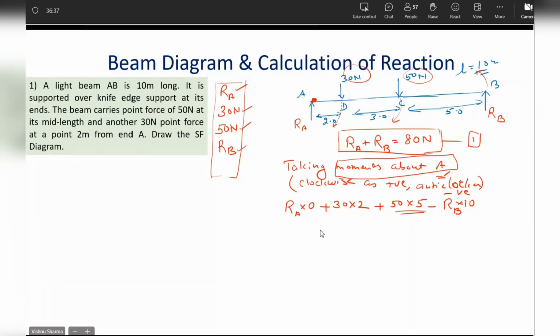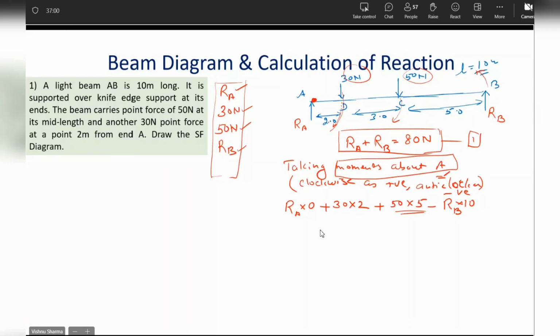Okay. Guys, when you said 30 Newton is causing clockwise movement about A, what does it mean? It means 30 Newton is trying to rotate the beam in the clockwise direction about point A. Yes or no? You see the direction. What is 30 Newton trying to do?